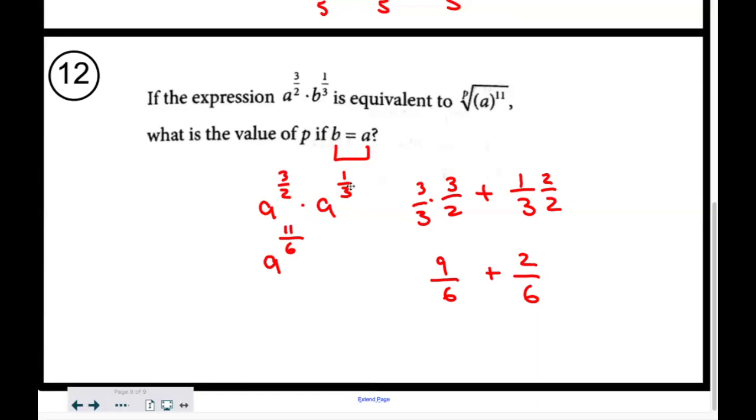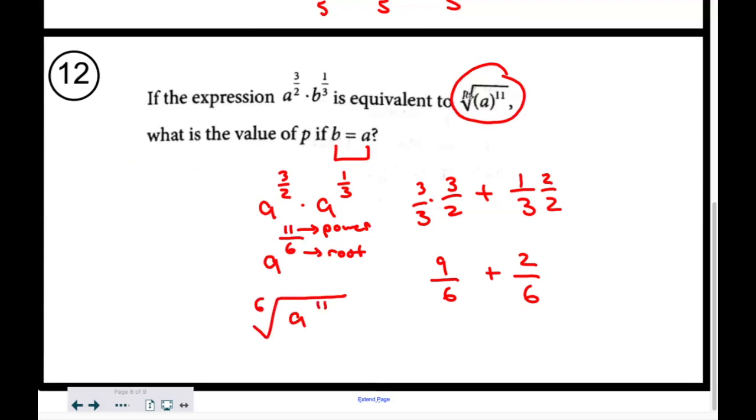Now they want us to write it in this form. Well, that is radical form, and right now it's in exponential form. So the way that you write something from exponential form to radical form is the numerator is the power, and the denominator is the root. So when I write it in radical form, this is the sixth root of a to the 11th.